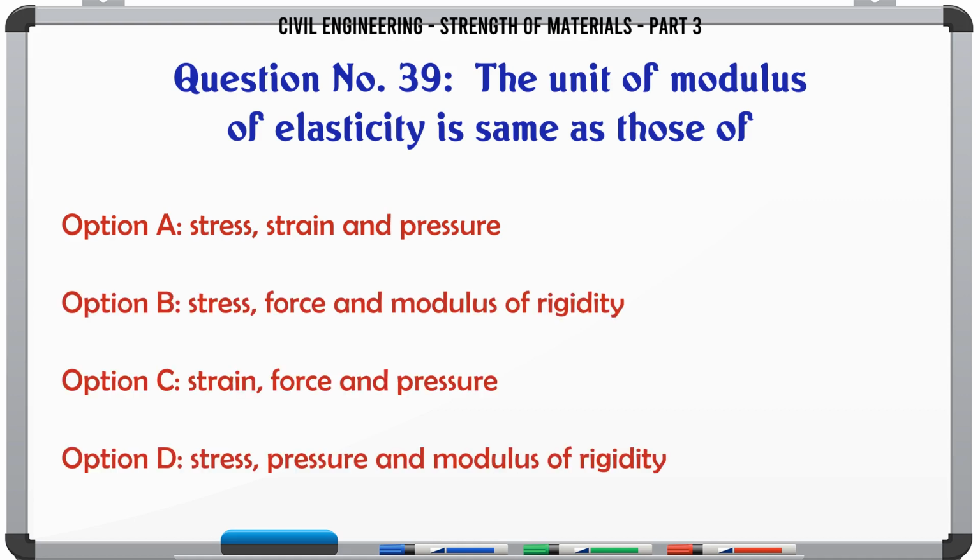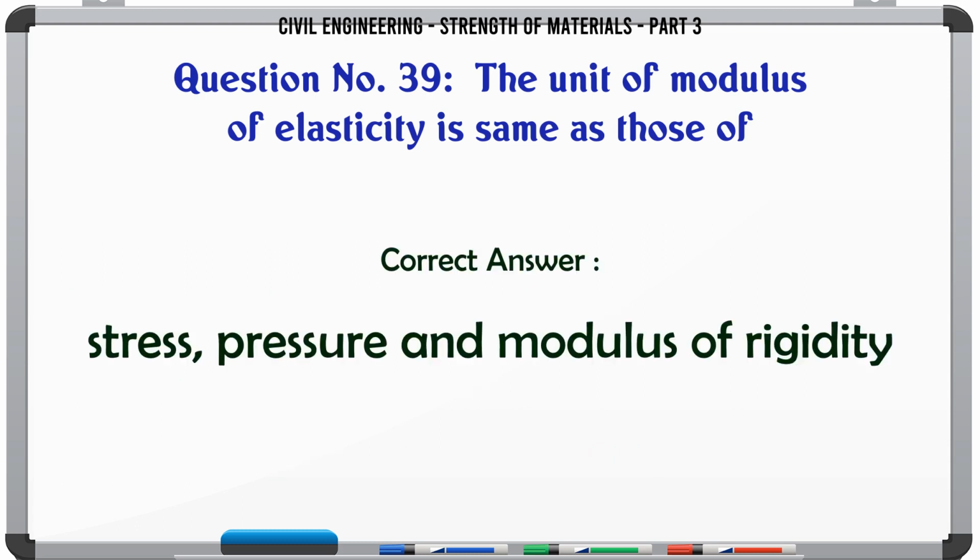B. Stress, force and modulus of rigidity. C. Strain, force and pressure. D. Stress, pressure and modulus of rigidity. The correct answer is stress, pressure and modulus of rigidity.